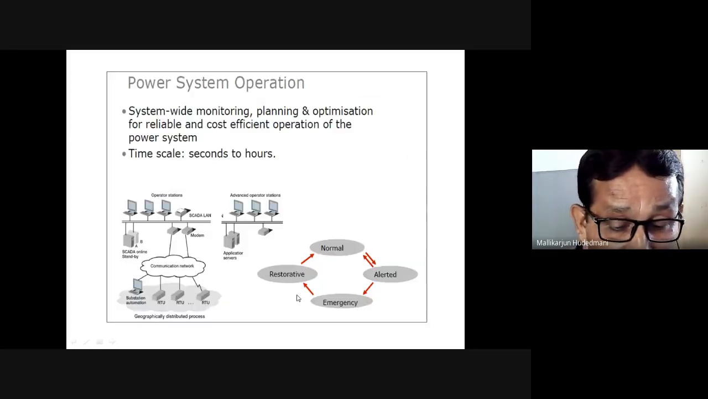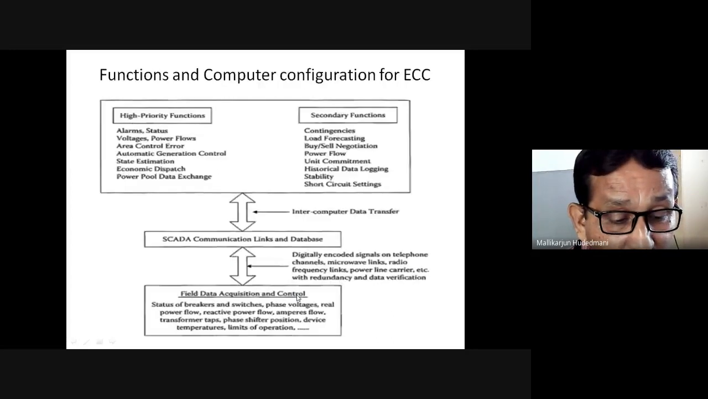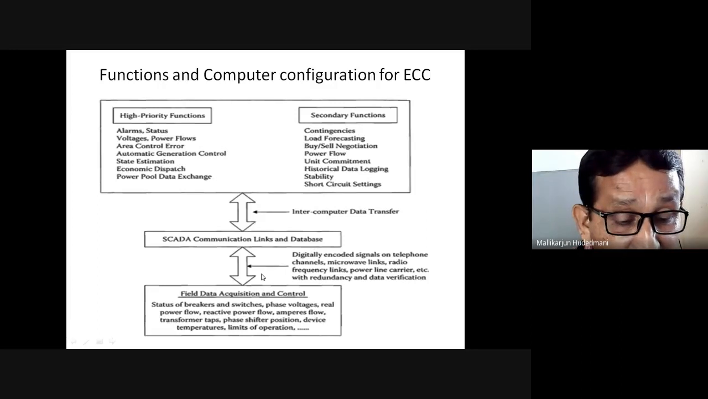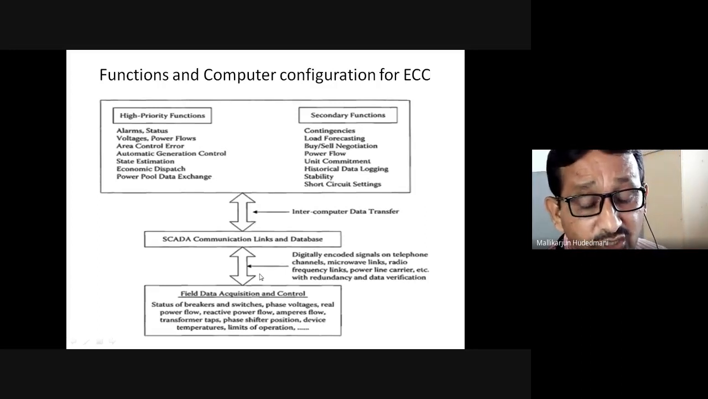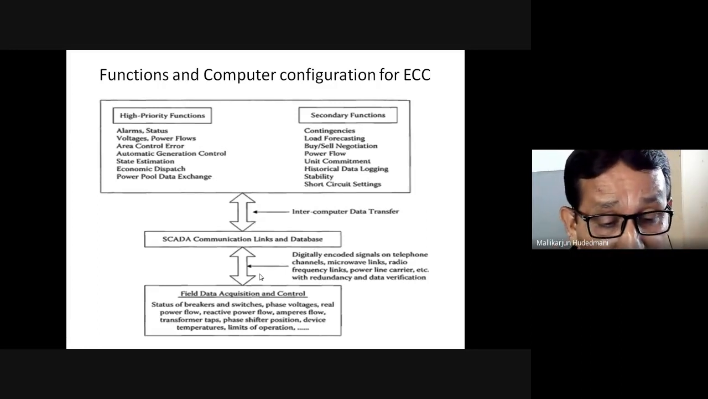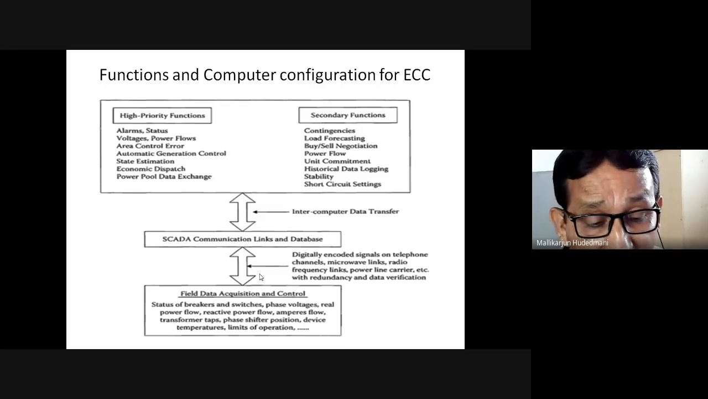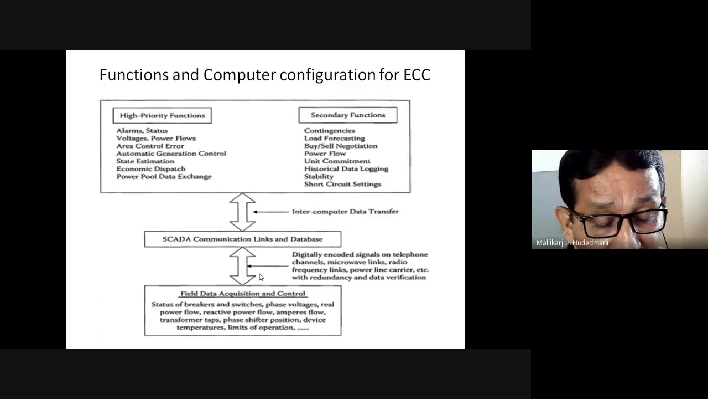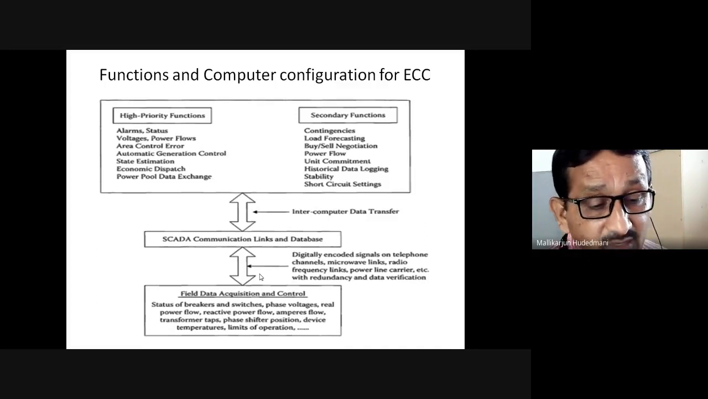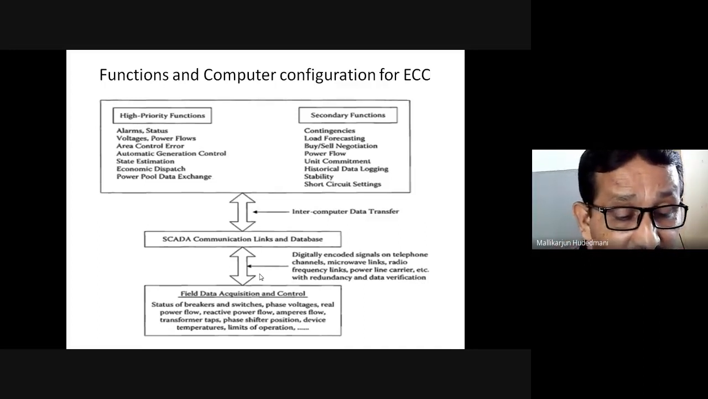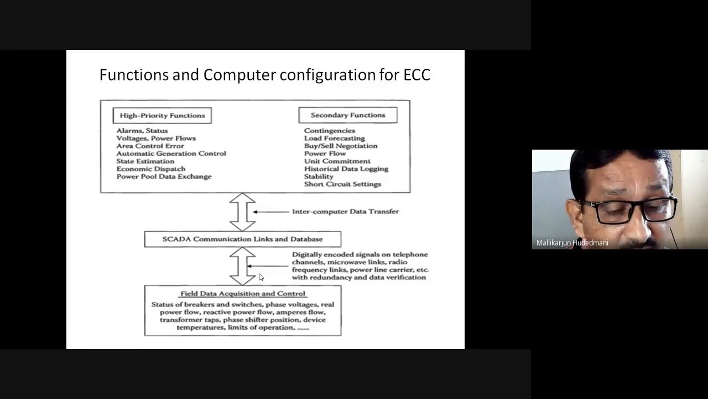Once that information is processed, and it has to be transmitted, it is digitally encoded and channelized into different modes of communication: wired mode, wireless mode, or satellite mode, any mechanism with which this information is communicated to the center. Then it will reach the master terminal unit.